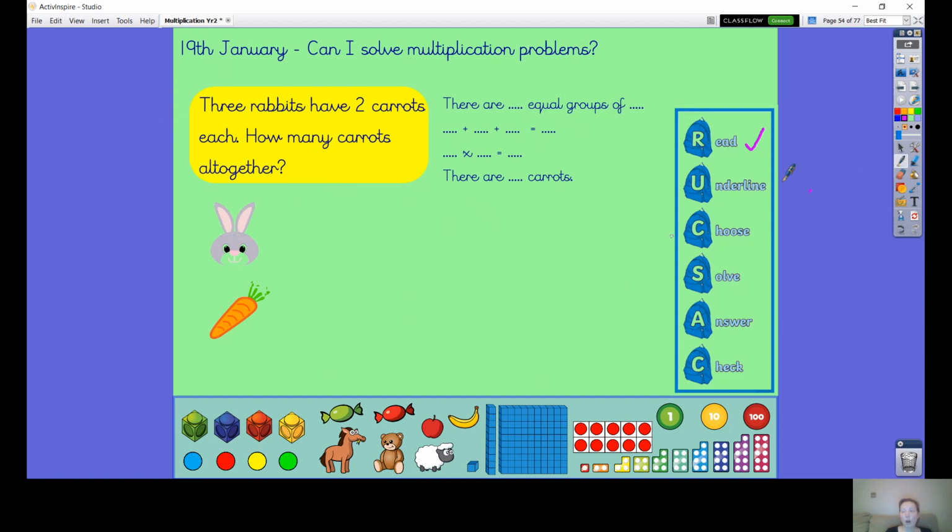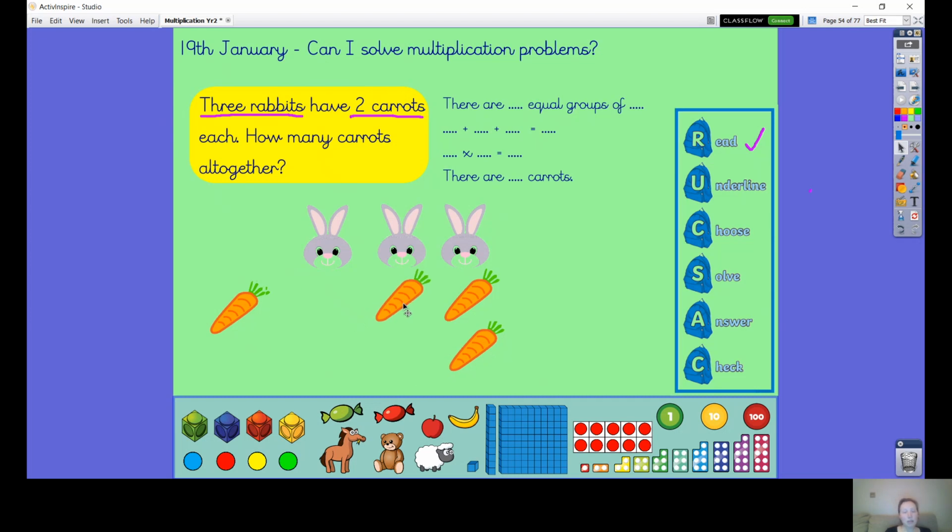Right, well done for having a go. I'm going to have a go and talk you through it now. So our first important information is I have 3 rabbits. Let's get my rabbits ready. 1, 2, 3. My next bit of important information I'm going to underline is they have 2 carrots. So let's give my rabbits their carrots. I'm going to try and organise it into a nice, neat array. Here we go. So I've given my rabbits their carrots and it's in arrays.